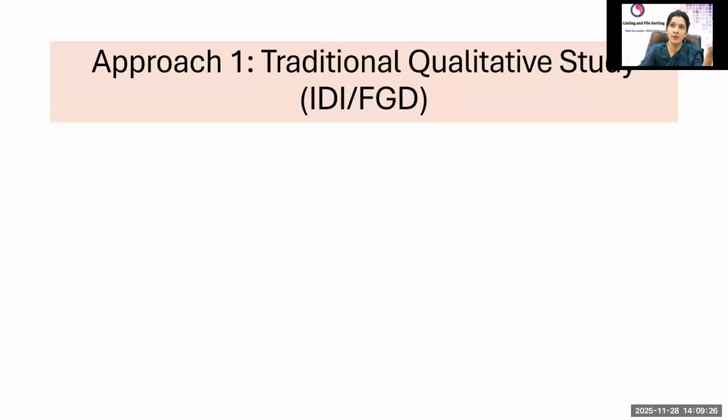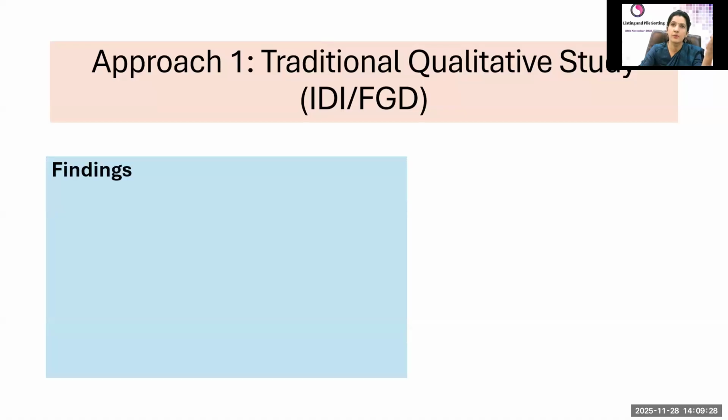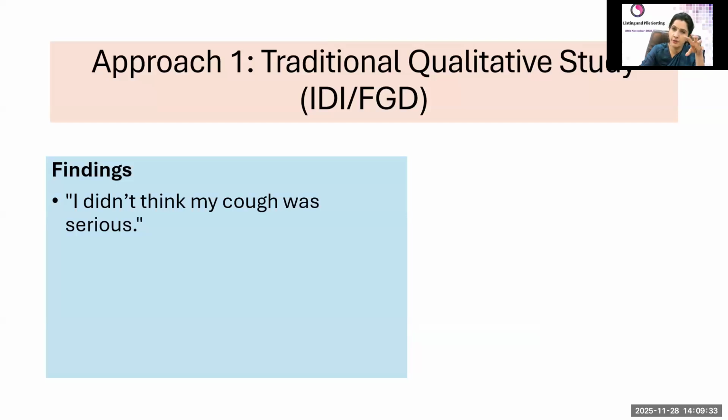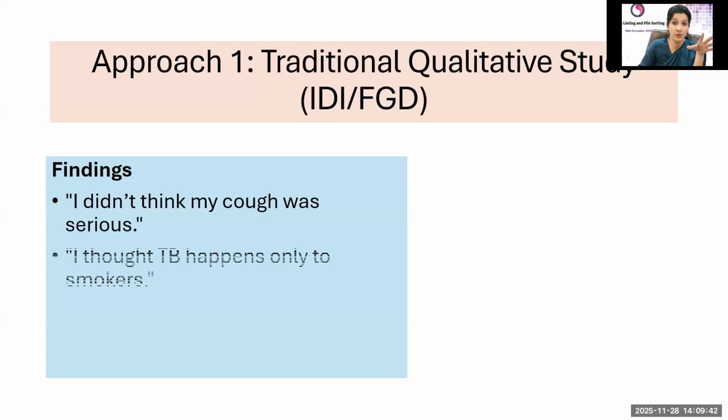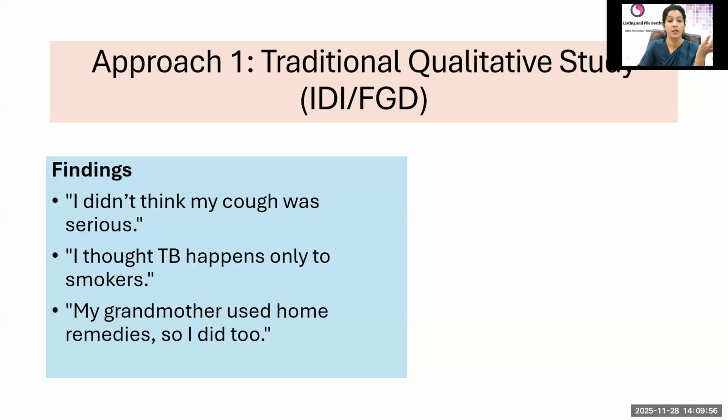If you do a traditional qualitative study, you might get a finding like this: the individual person might say whatever he will say about himself, that my cough was not that severe, or my situation is not so severe that I should go to the doctor. Or he can say that according to me, it happens only to people who are very thin or very malnourished, or only to people who have some sort of addiction. Such a finding you can get.